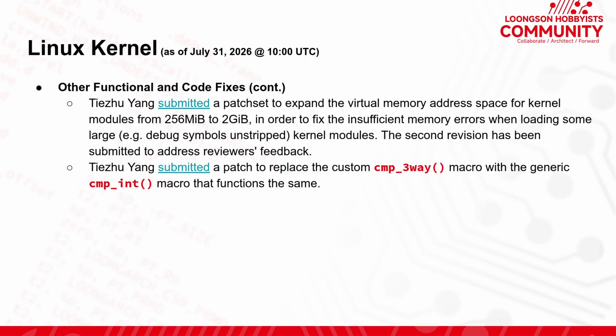Yang Tiezhu submitted a patch set to expand the virtual memory address space for kernel modules from 256 megabytes to 2 gigabytes, which is basically used by all other modern architectures, in order to fix insufficient memory errors when loading large kernel modules. This really is more commonly found when trying to load the AMD GPU module with debug symbols, which, if you didn't know, the AMD GPU codebase accounts for more than 30% of the size of the Linux kernel source base.